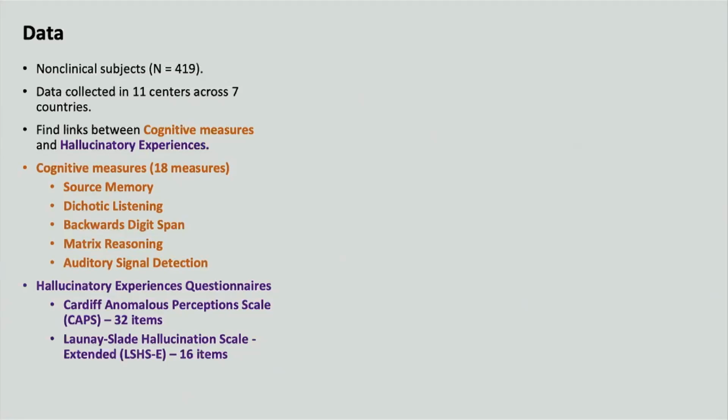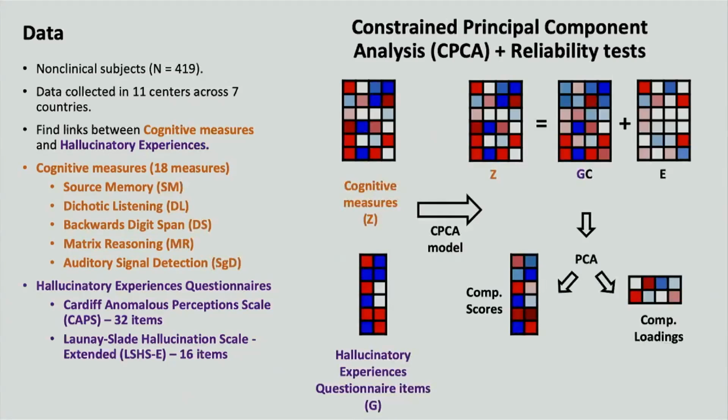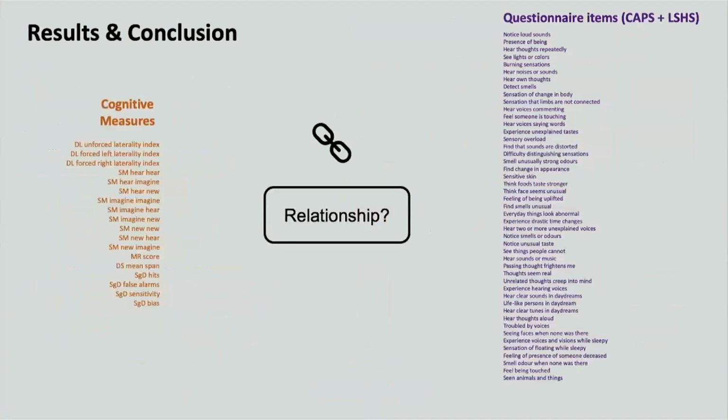The method that we are using is called constrained principal component analysis, which finds relationships between these two, or between any 2 sets of variables. I'm not going to go into the math of the method. Maybe if you guys are interested, we could have a chat about this offline. But intuitively, what CPCA does is that it finds components which optimally link both the measures, and that is what we are doing. Okay, so now let's look at the results.